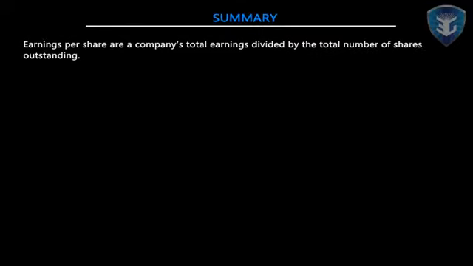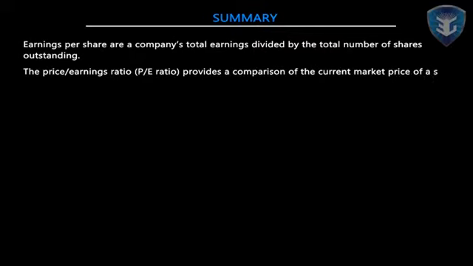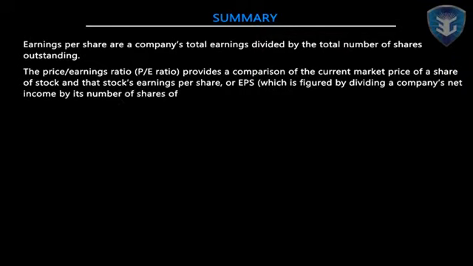Now, in the end, let us summarize what we have learned in this lecture. Earnings per share is a company's total earnings divided by the total number of shares outstanding. The price over earnings ratio, P/E ratio, provides a comparison of the current market price of a share of stock and that stock's earnings per share, or EPS, which is figured by dividing a company's net income by its number of shares of common stock outstanding.